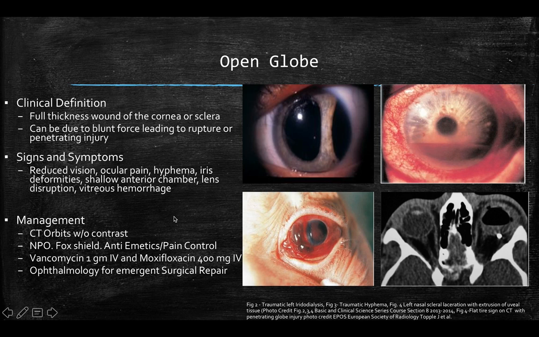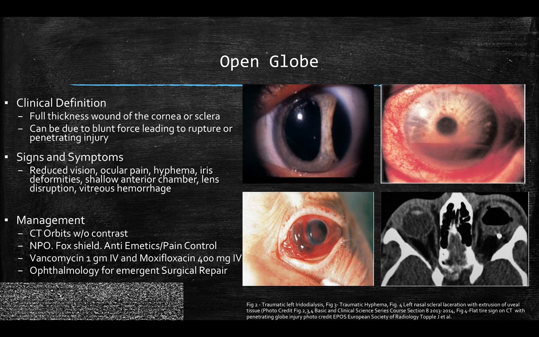So the management, as we mentioned, you're going to want to get a CT scan of the orbits without contrast to get it done quickly. You're going to want to keep the patient NPO because they're going to need emergency surgery. You're going to want to put a Fox shield to keep anyone from messing with the eye, keeping them from touching it itself. These patients are going to be nauseous and they'll need pain control. So you're going to get Zofran and possibly get some morphine going for them, and get the antibiotics on board like we had talked about, and call ophthalmology.